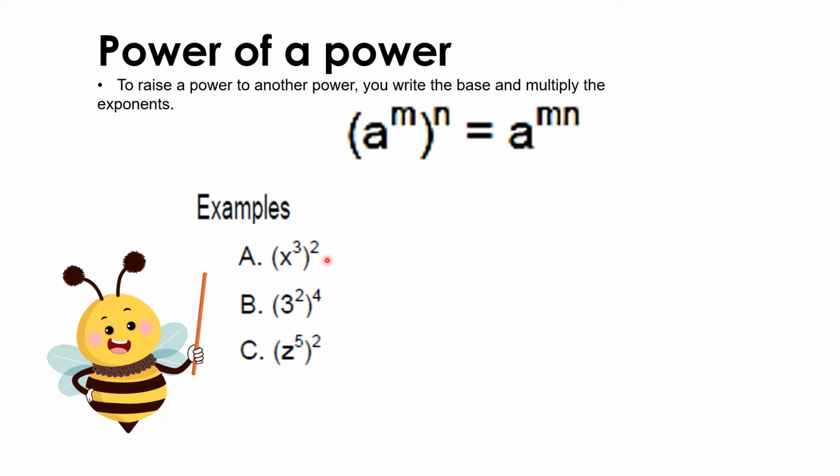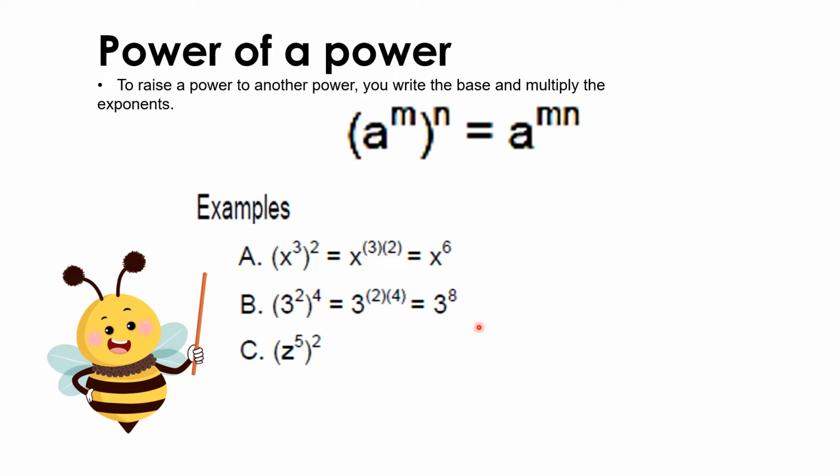In this example, we again have 3 examples. Just copy the base x, then multiply the two exponents, which is 3 and 2. Therefore, our final answer is x raised to 6. Letter B. We have 3 raised to 2 times 4. So we have 3 raised to 8.